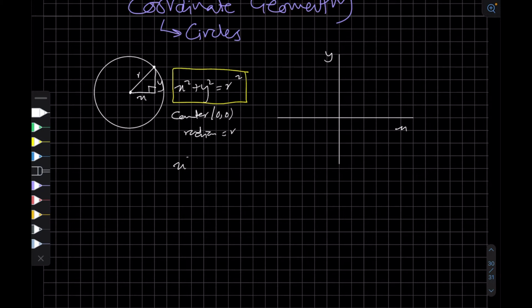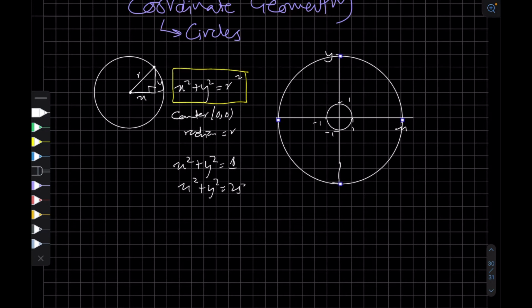If I take x squared plus y squared equals 1, the radius will be 1, so it will look something like this. This is 1, this is 1, this is 1, this is negative 1. And let's say I take this to be 25, this will be of radius 5, so 1, 2, 3, 4, 5, so this one will look something like this. So this was a circle at the center.